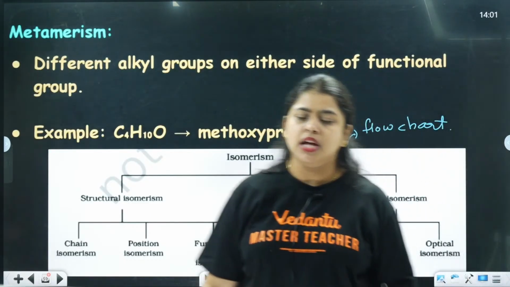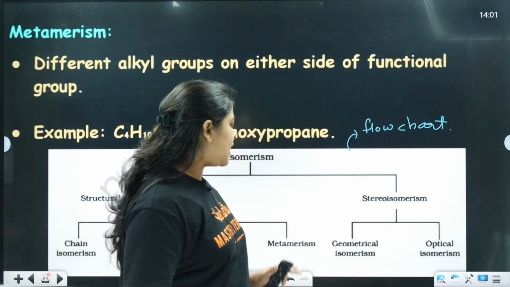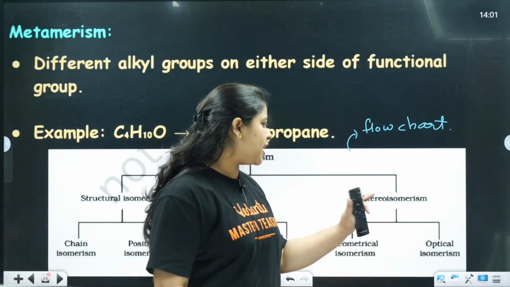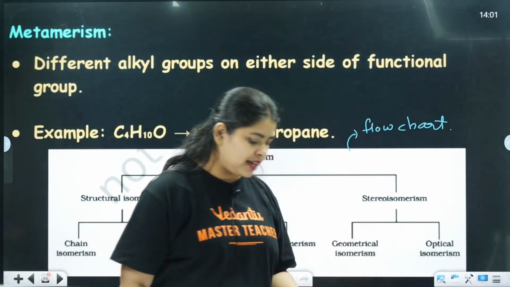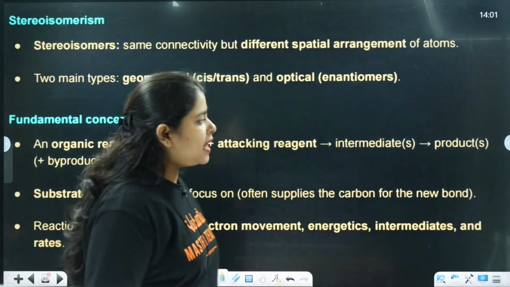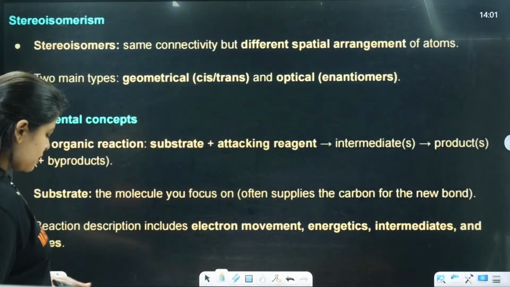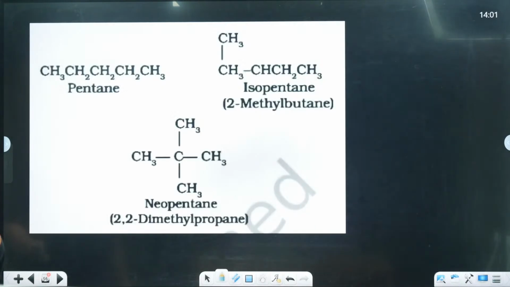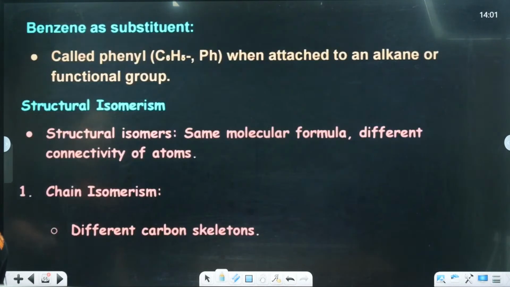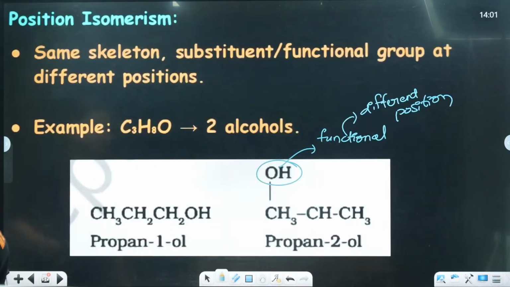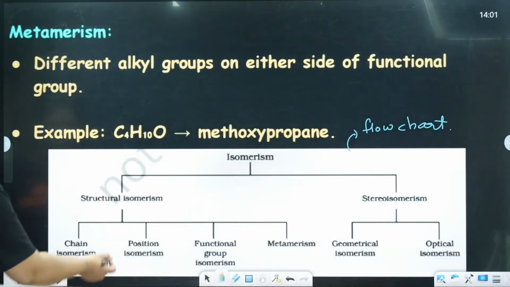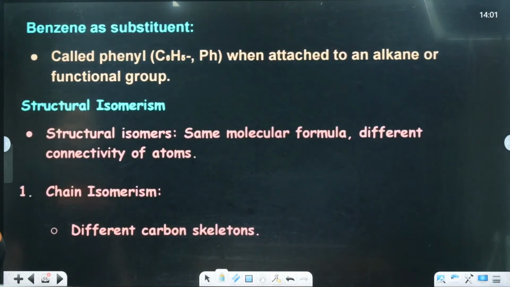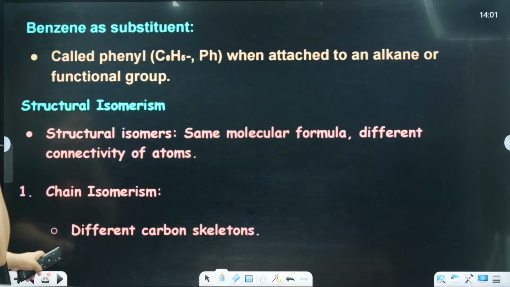In stereoisomerism, we will be learning two types: geometrical isomerism and optical isomerism. Clear? Let's understand these two completely. Let's move to stereoisomerism. Before that, I'll help you understand what you have learnt. See the position isomerism. In chain isomerism, different carbon skeletons are present.